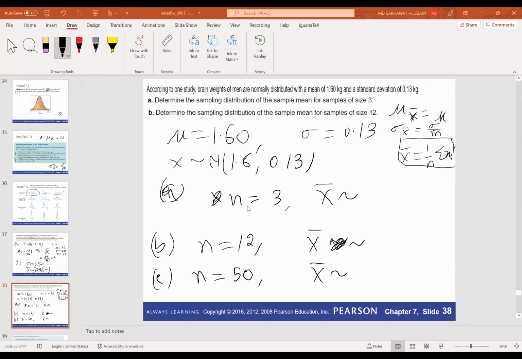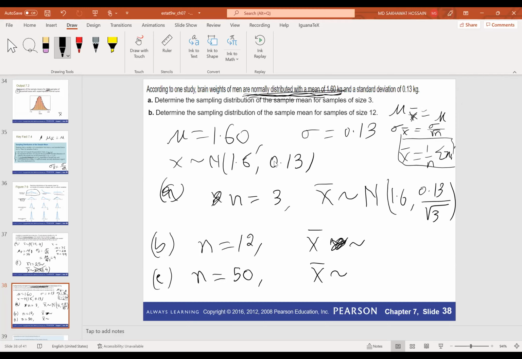So I think you looked at the sample size, right? The sample size is very small. But be careful. When do we look at the sample size? In case we do not know the distribution of X. But in this case, do we know the distribution of X? Yes, X is normal distribution, because it says that according to a study, the brain weights of men are normally distributed. So whenever we have this information that X is normal distribution, we do not need to look at the sample size. Whatever the sample size is, it doesn't matter. X bar will always be normal distribution, with mean mu, which is 1.6, and standard deviation sigma over square root of n, 0.13 over square root of 3.